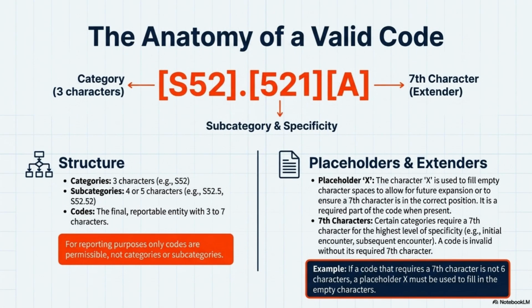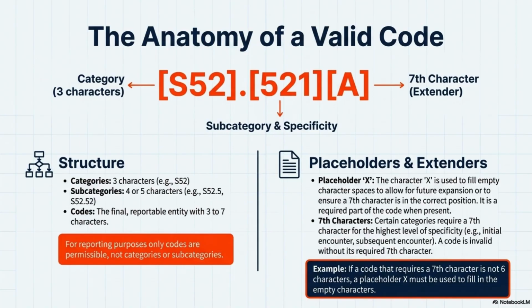ICD-10-CM codes follow a very specific structure designed to ensure accuracy and consistency. A category contains 3 characters, a subcategory contains 4 or 5 characters, and a full code can contain anywhere from 3 to 7 characters. Only full codes are reportable, and 3-character categories are only used when no further subdivisions exist.